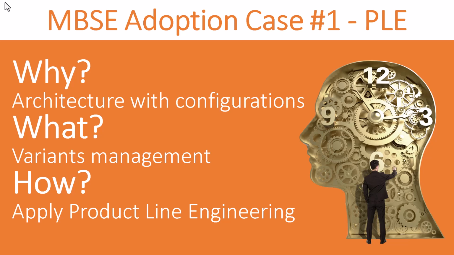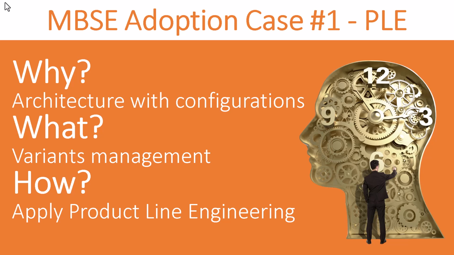And also there are different directions, and it's not all or nothing. Model-based system engineering, as part of model-based digital engineering and digital engineering in general, is not all or nothing. There are many different directions, and in this series we will discuss those directions as paths to adopt, and one of the first ones, and maybe one of the most common ones to succeed, is product line engineering.